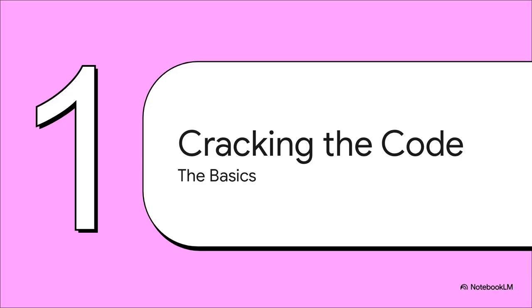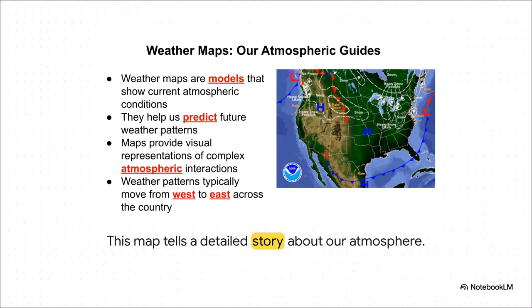All right, first up, let's get into cracking the weather code. See, a weather map is so much more than just a snapshot of what's happening right now. It's actually a powerful predictive model. It helps us see all these complex things happening in the atmosphere, so meteorologists don't just know what the weather is, but where it's headed next.